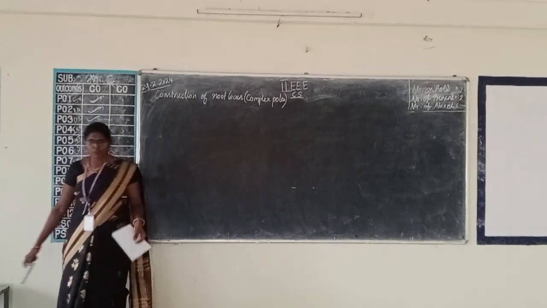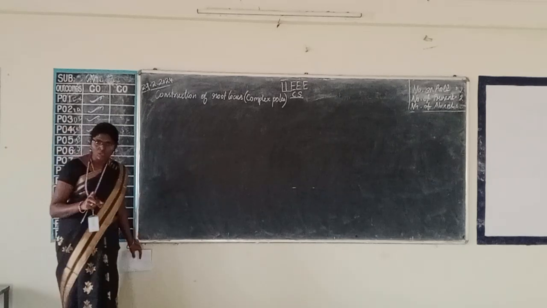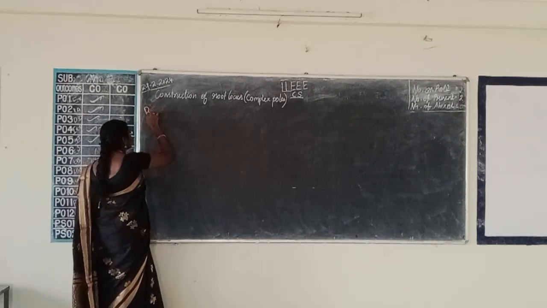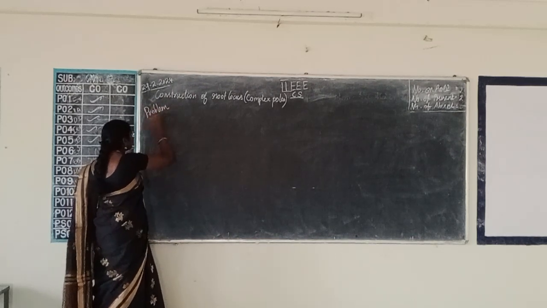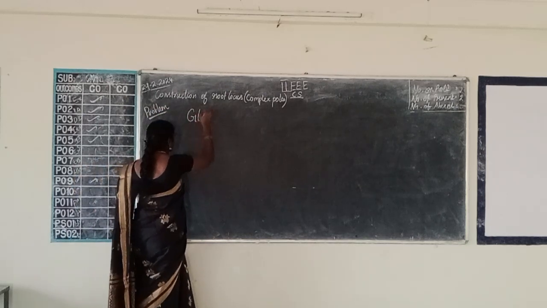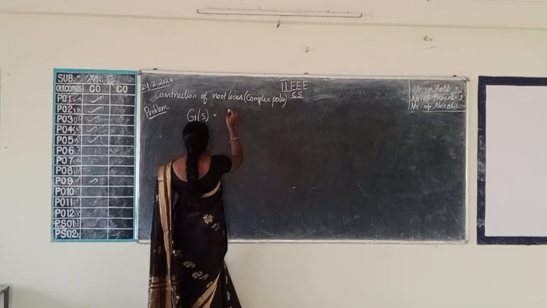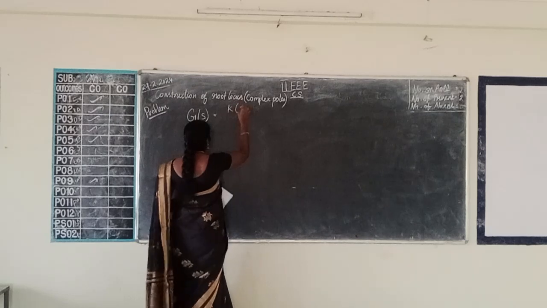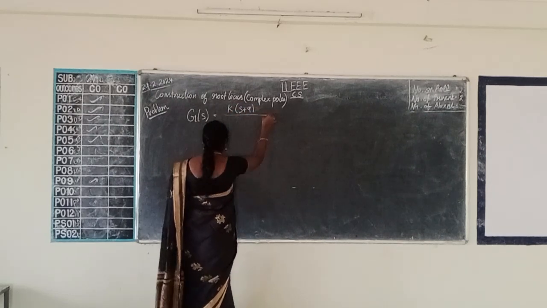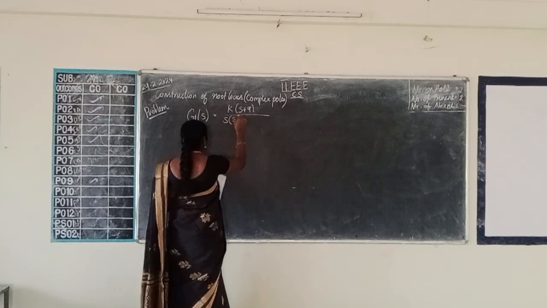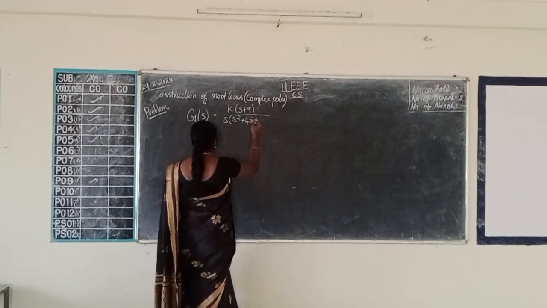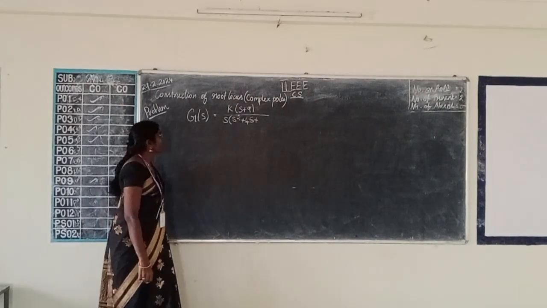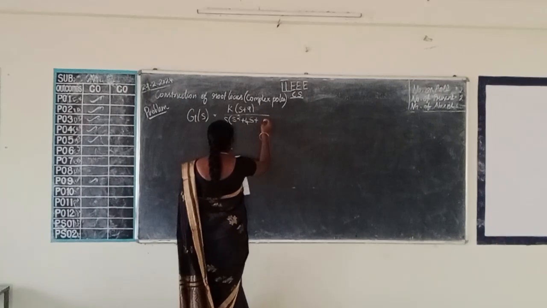We follow the same procedure, but now the system has a zero as well as complex poles. So the problem will be like this. Sketch the locus for the open loop transfer function G of s is equal to K into s plus 9 divided by s into s square plus 4s plus 11.